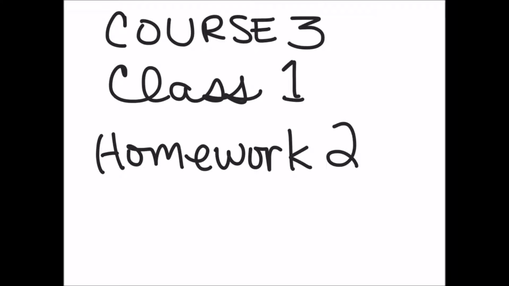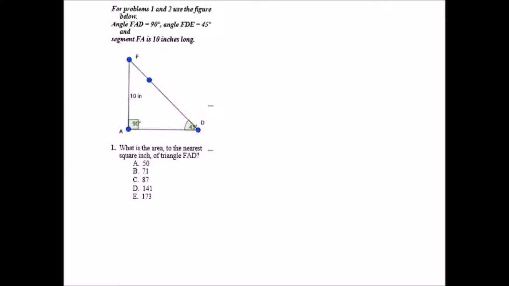All right, here are the solutions for Course 3, Class 1, Homework number 2. Number 1 says, for problems 1 and 2, use the figure below.